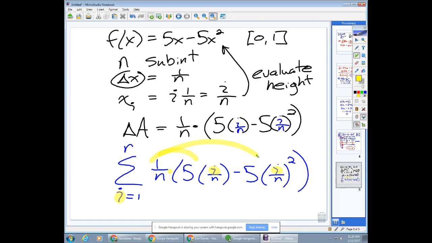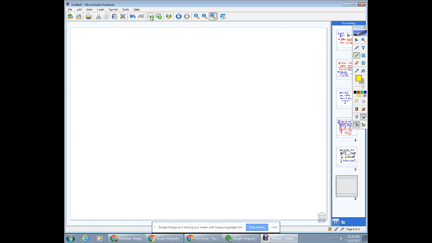So we need a new page. Okay, so we've got our sum. Oops, that's a highlighter. Pen. We have our sum as i goes from 1 to n, and we're distributing that through.